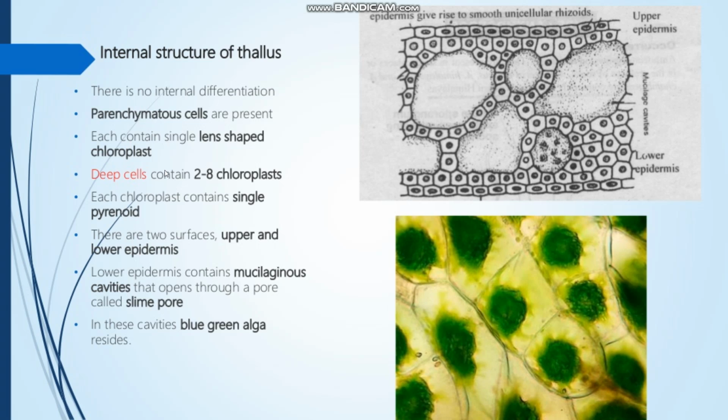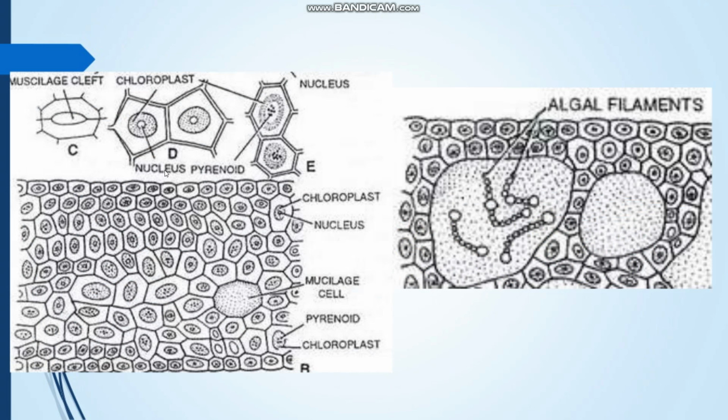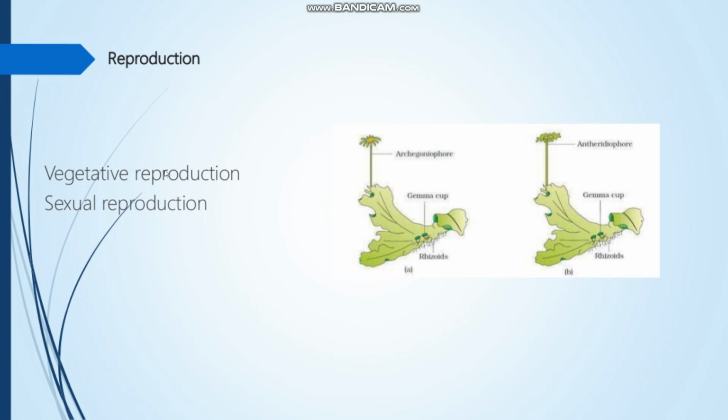The lower epidermis contains mucilaginous cavities that open through a pore called the slime pore. In these cavities, blue-green algae reside. So this is the lower or upper epidermis of the Anthoceros thallus, showing mucilage, chloroplast, nucleus, and pyrenoid. In between, algal filaments are also present in the thallus of Anthoceros.